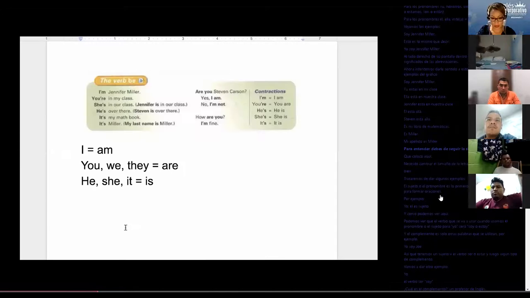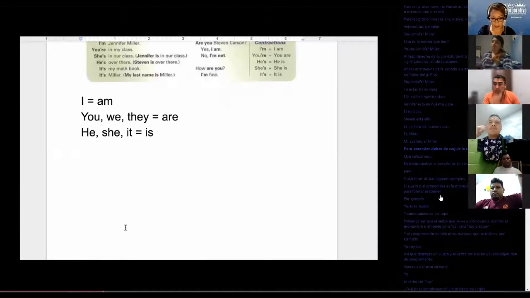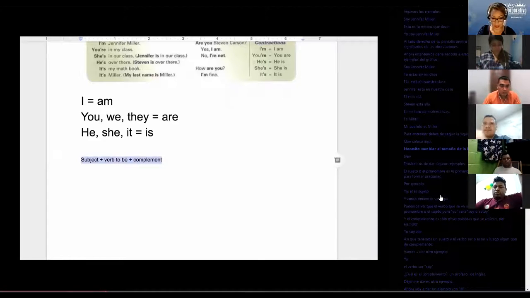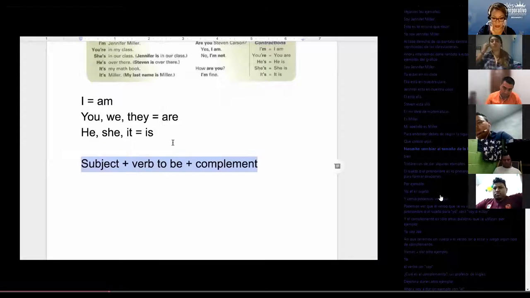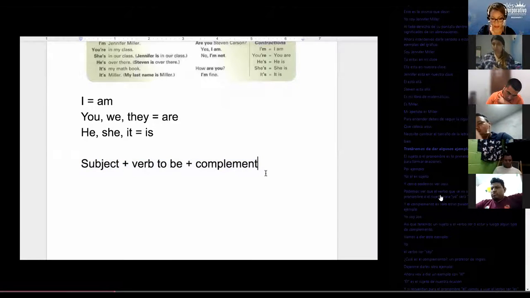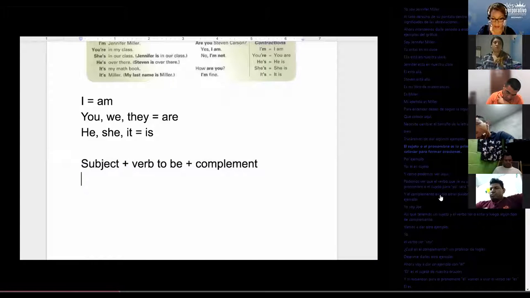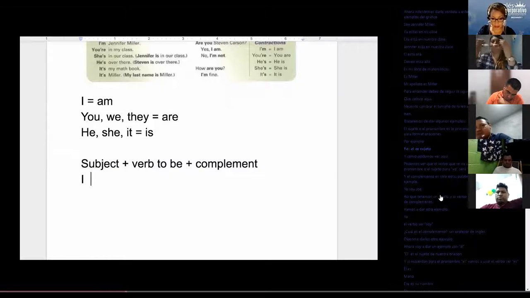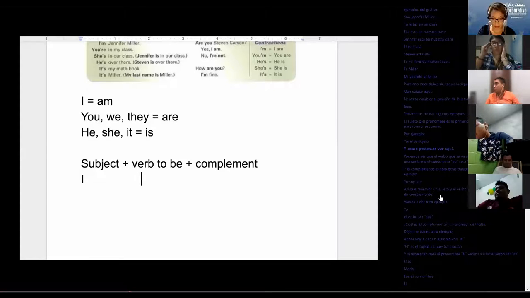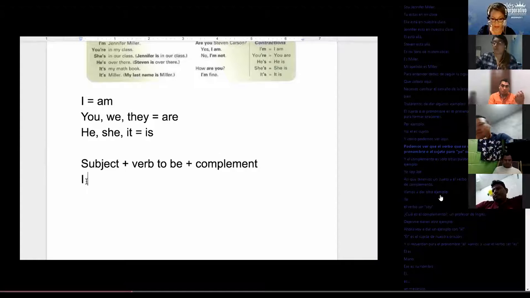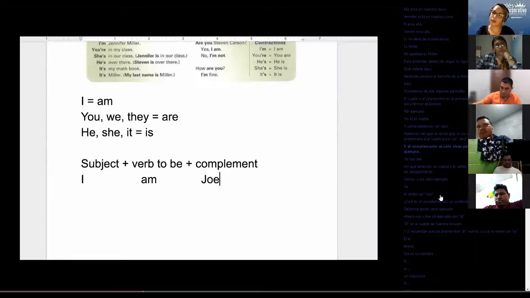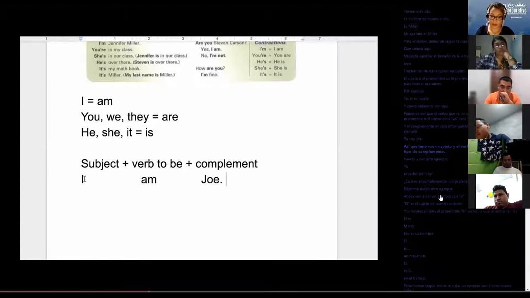In order to understand this, you need to follow this particular rule that I'm going to display here on this document. Let me just change the size. One second. All right. And we're going to try to make sense of it, right? The subject or pronoun is the first thing that we're going to have in order to form sentences. So, for example, I is the subject. And as we saw here, the verb to be to use whenever we use the pronoun or the subject I will be am. I am. And the complement is just other words that are used. So for example, I am Joe. So we got a subject, the verb to be, and then some kind of complement.